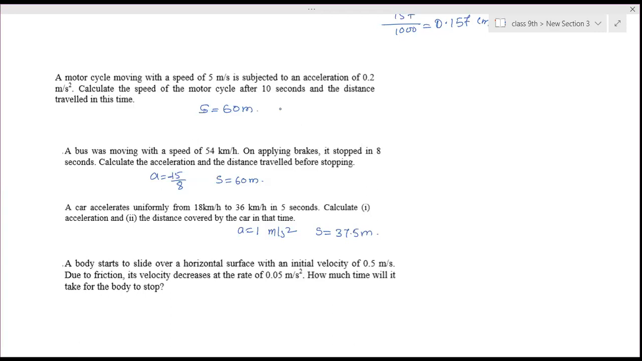Now, whoever completed can leave. Ma'am, the acceleration in the last question will be minus 0.05, right? Velocity decreases at the rate of... Thank you, ma'am. Finish the full worksheet by next class.